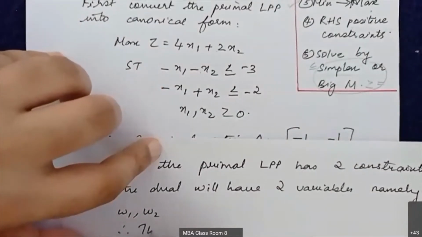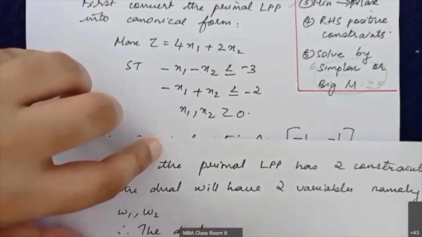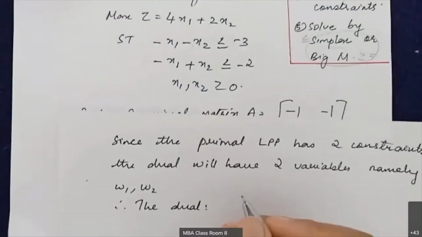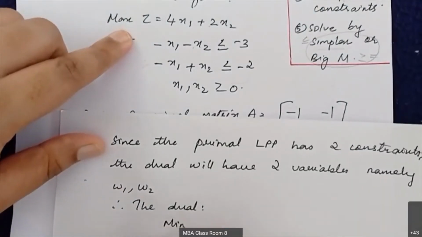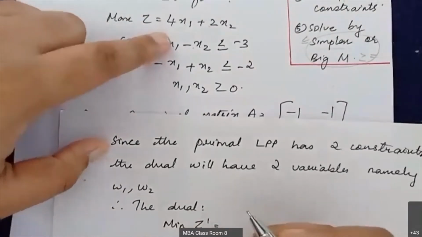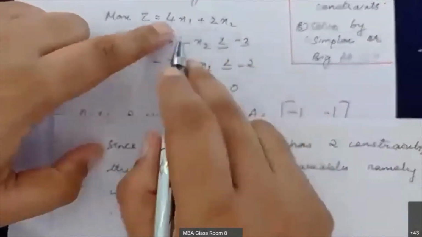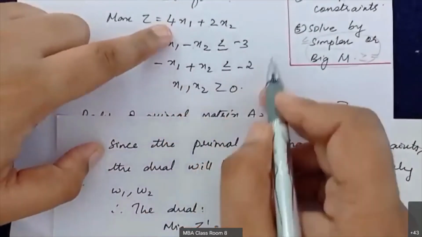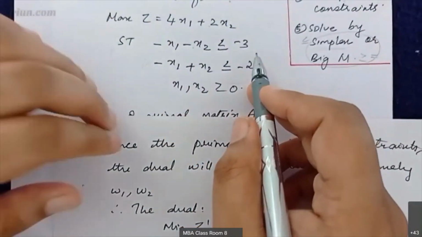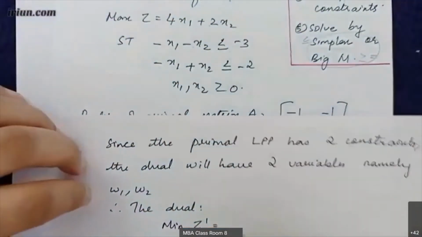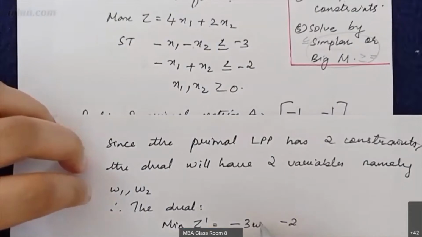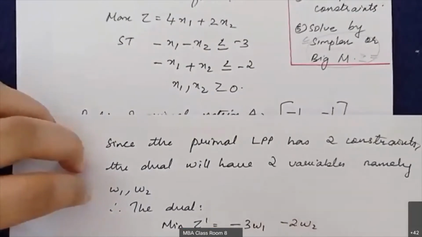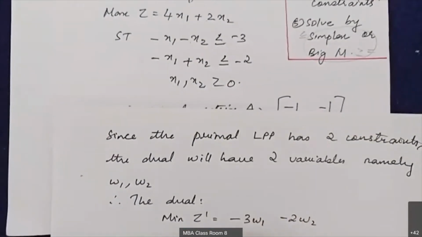Okay, therefore the dual is given by, okay, here it is a maximization problem. So in our dual we'll have minimize z' equal to, okay, the objective function's coefficients will be the right hand side of our canonical primal LPP. So it is -3 and -2. So here I'll write -3 and -2. What are our variables? W1 and W2. Okay, so we have written the objective function for the dual.